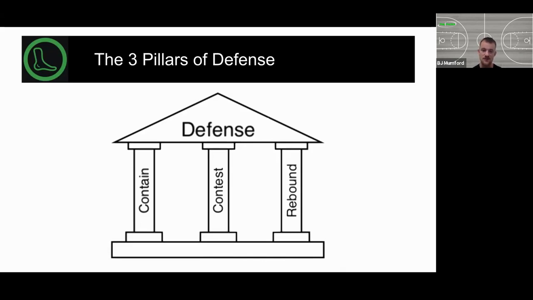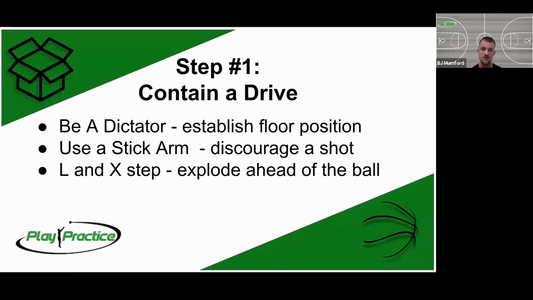So we're going to dive into each of these and get really specific with actually footwork, which is the focus of this course, and how the footwork ties into each of these pillars. Number 1 is contain a drive, be a dictator, what we call the 3 Ds of defense, establishing your floor position, using a stick arm to discourage a shot, basically having your arm straight out toward the ball. And then third is the L and X step. So getting really specific and again, simplifying all the defensive footwork down to 2 letters of the alphabet.